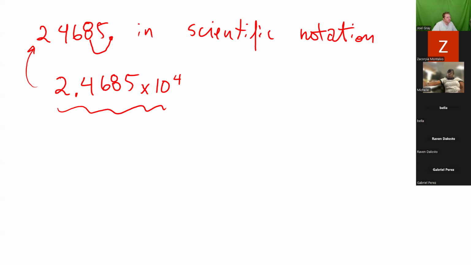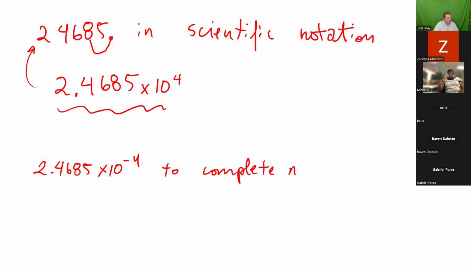Now, if I were to give you a number like this, convert 2.4685 times 10 to the negative 4th to complete or full notation. That is going to be, all right, well, I've got a negative exponent. I'm going to move the decimal. So if you're provided with that exponent, times 10 to the whatever, that's when you move to the left or to the right. So what we would do is imagine we're moving this.